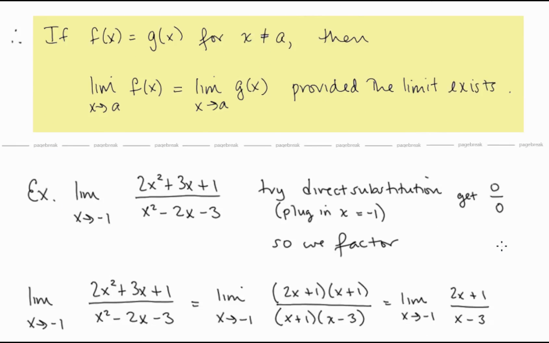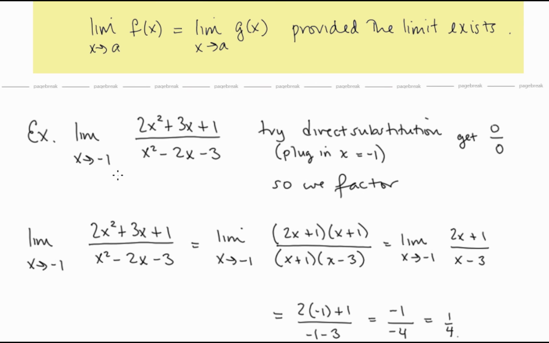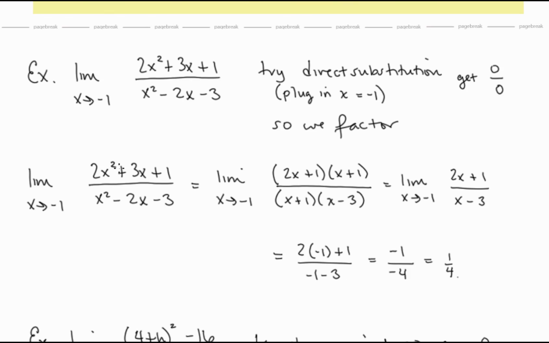So let's take a look at this example. We have the limit as x goes to negative 1 of 2x squared plus 3x plus 1 over x squared minus 2x minus 3. We try plugging in x equals negative 1 using direct substitution, and when we do that we get 0 over 0. So for a rational function, that should tell us we should be able to factor an x minus a negative 1. In other words, an x plus 1 should factor here and cancel.